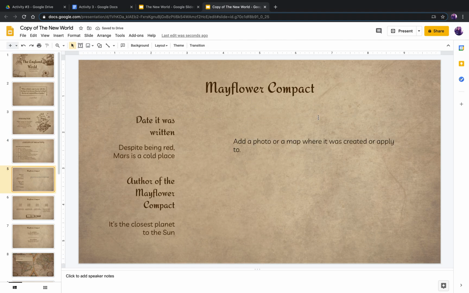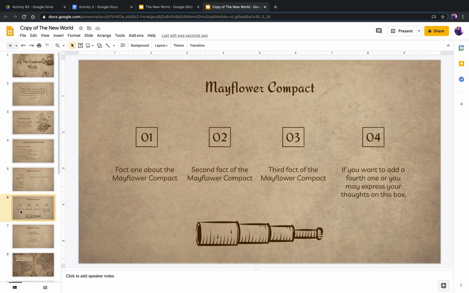And then we get right into the Mayflower Compact. So here you put when it was written, the dates. Here you could put the author or the authors. And then here you could just add a photo of the map where it was constructed or something close to the Mayflower Compact. And then you go into the next slide, and here you see fact number 1, 2, and 3.